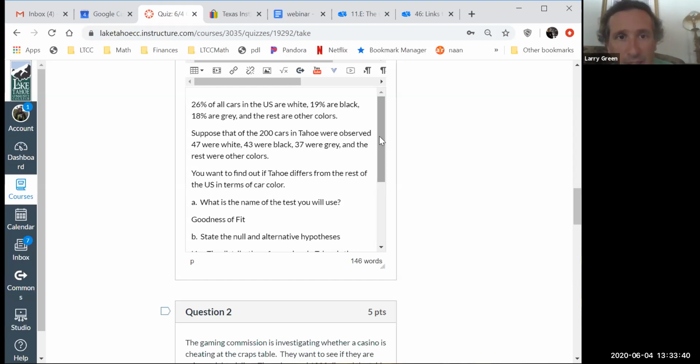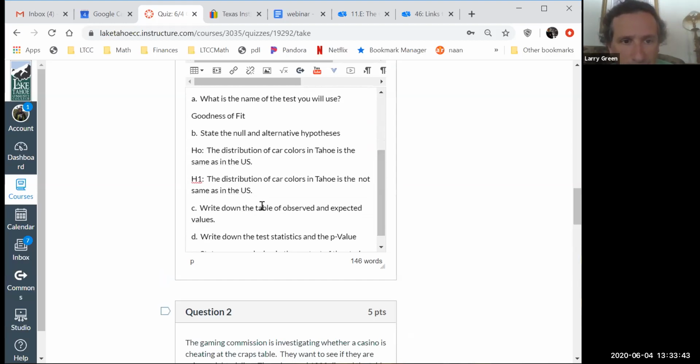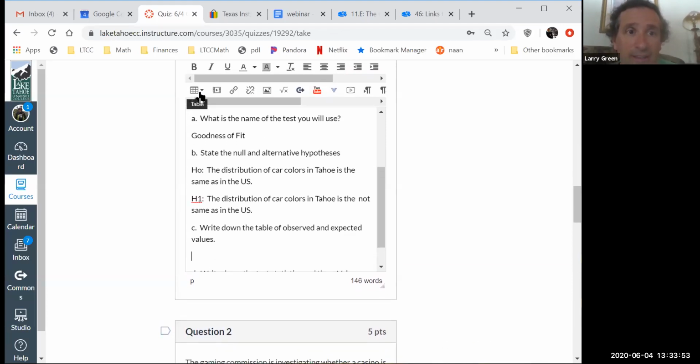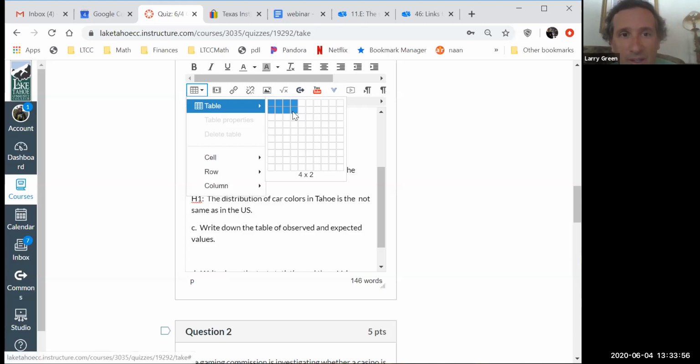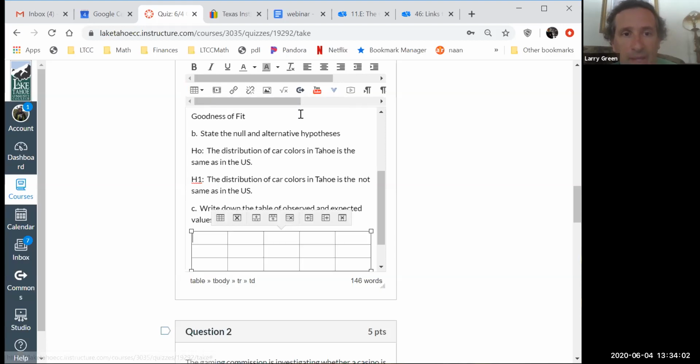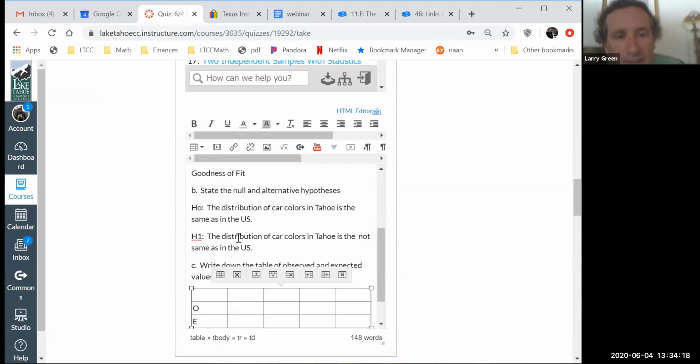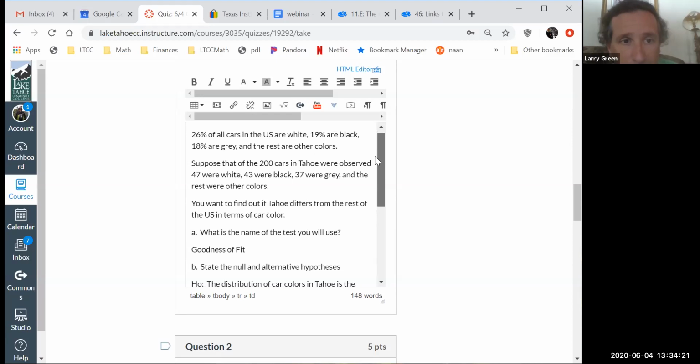So what I need to do is pop in a table. And the nice thing is there's a pop-in table button in Canvas. So we have 4 different color types. We have observed and expected. And for headers, I like to add 1 more for each. So I'm just going to use O for observed, E for expected. And then our colors were, let's find them. White, black, gray, other.